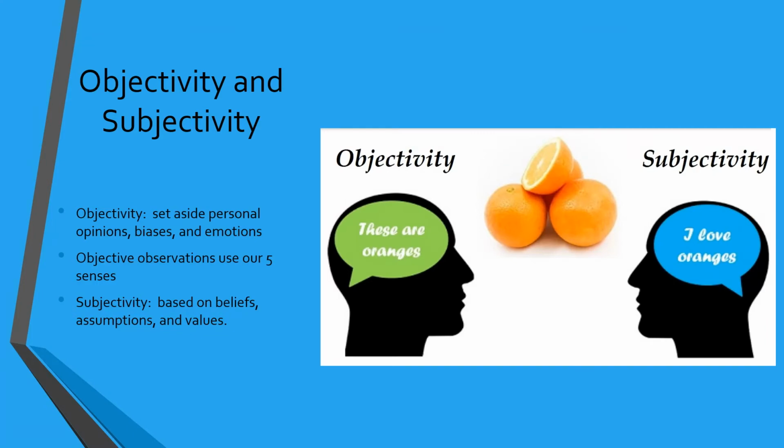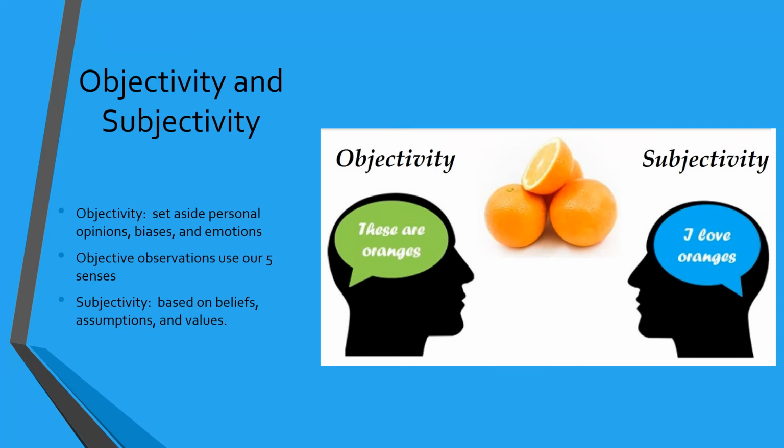Objective observations use our 5 senses and will be pretty much the same across multiple observers. They usually start with phrases like, I saw, I heard, I counted, I tasted, I smelled. Notice that each of these involves our 5 senses and can be replicated.